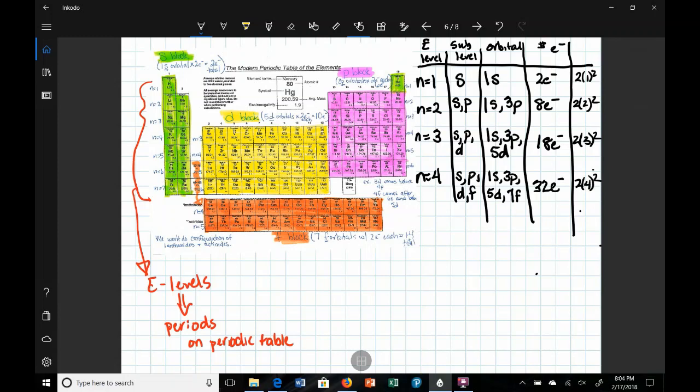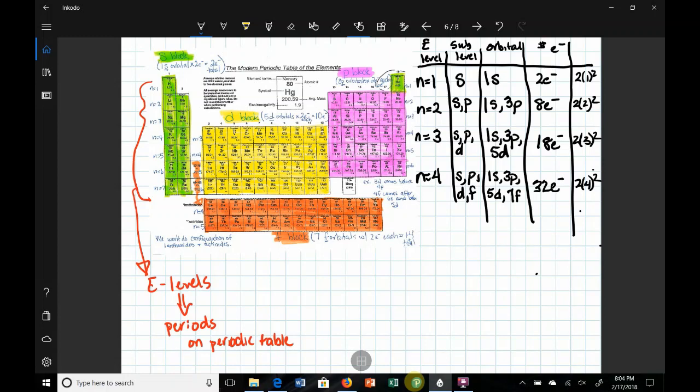All right, so let's take a look at our periodic table. Notice here that on our first energy level, we've got 2 atoms. Hydrogen is number 1, it's got 1 electron. Helium is number 2, it's got 2 electrons.